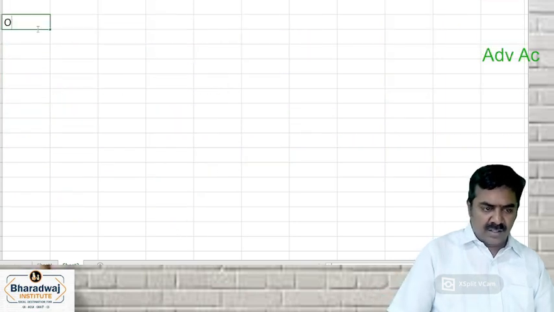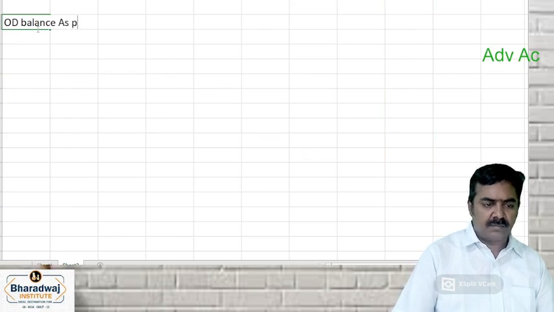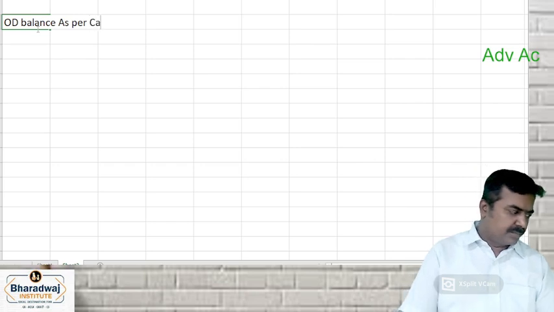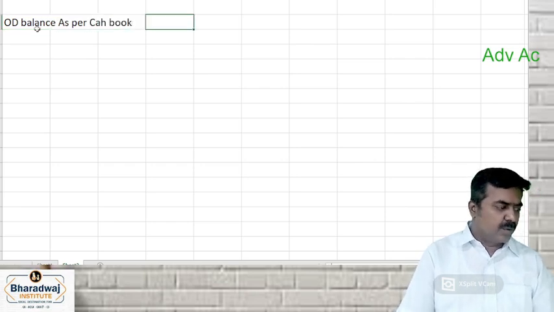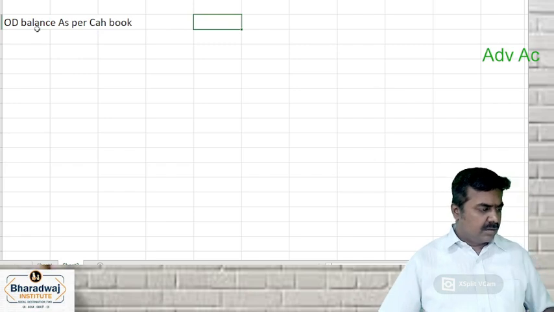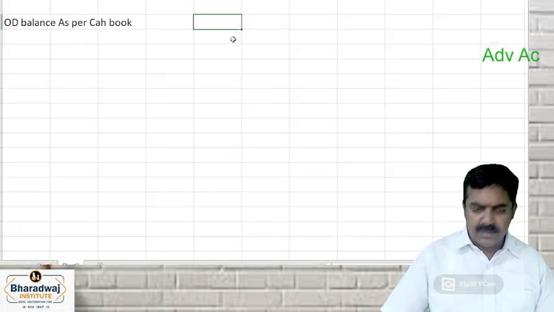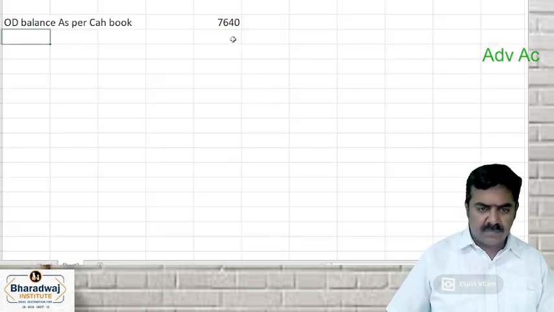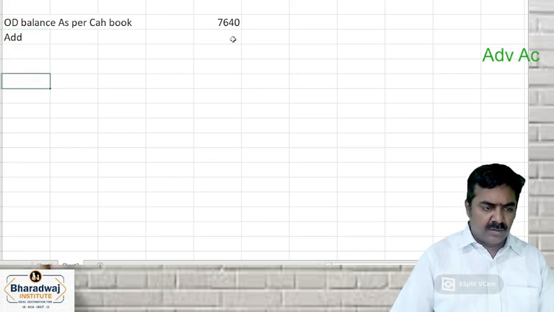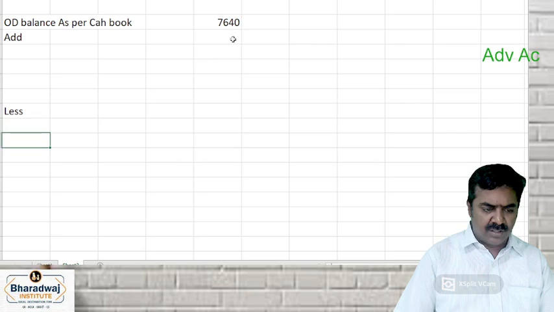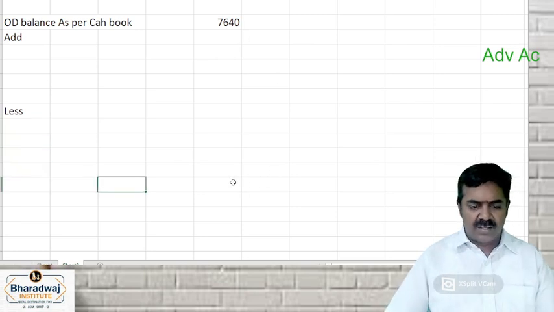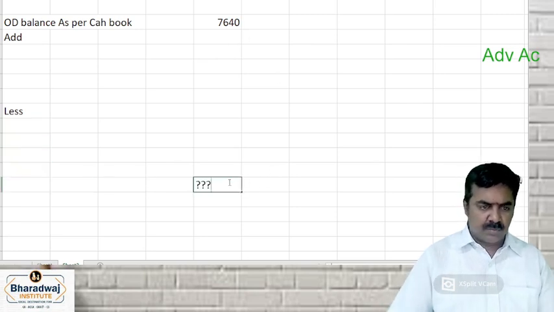You are going to record like this: OD balance as per which one? As per cash book. What is the OD balance as per cash book? 7,640. Add or 3-4 lines gap puttunga, less or 3-4 lines gap puttunga. You will get balance as per passbook.